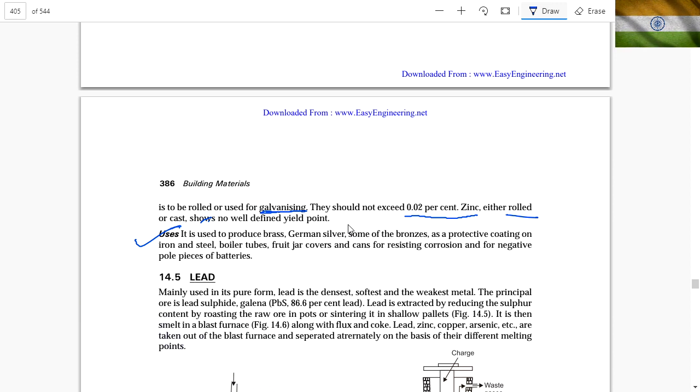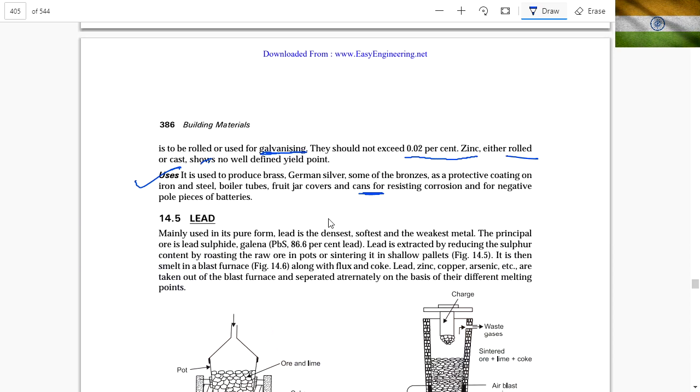Right. And the use is to produce brass, German silver, and some of the bronzes. So we are using it as an alloying element, right? We alloy it with copper and aluminum, and we are getting these things. Then boiler tubes, fruit jars, covers, cans, yes, cans. That is also we are using the zinc can for resisting corrosion and for the negative pole piece of batteries.